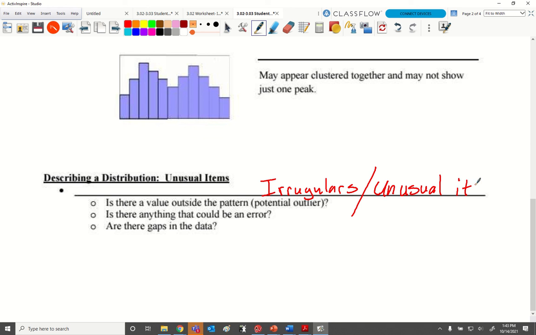Unusual items. There we go. So, something that looks completely weird. And I gave a big speech to my other class about the difference between mean and median, and it took like 30 minutes to do it. But I'll give you the short version of it because you're still copying this down.